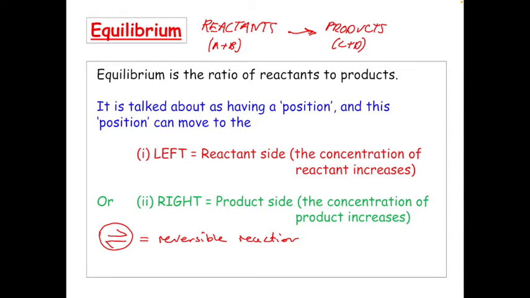So technically you should be writing A plus B with this double arrow, C plus D. So if you're ever talking about a reaction that's under equilibrium, in a closed system, there's going to be an equilibrium set up, and it's going to have that strange reversible reaction arrow. So you'll never forget that. So let's talk about what dynamic equilibrium is.